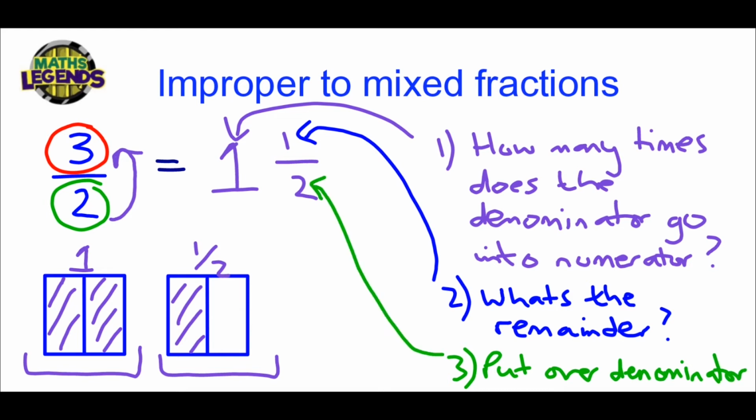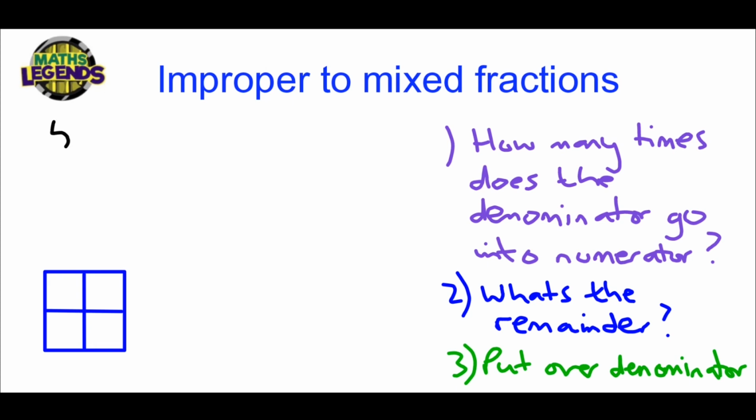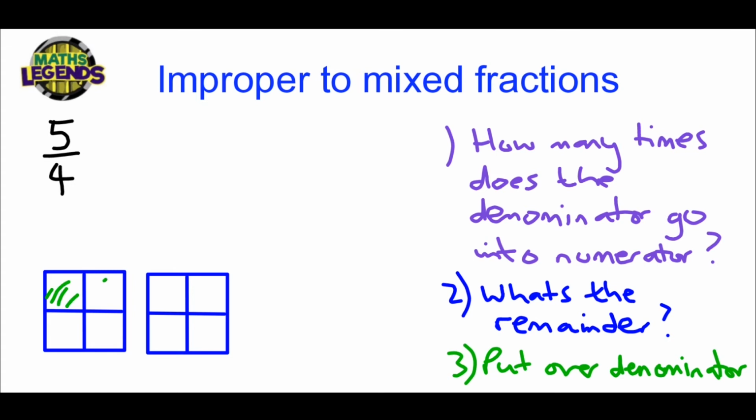So let's look at another example. Let's say we have the fraction 5 over 4. So now we need a box that would have 4 squares because it's dividing by 4. And we will need 2 boxes. So the top number, the numerator, is 5. So we need to color in 5 boxes. So we have 1, 2, 3, 4, and 5. So here we can see we have 1 whole and 1 quarter. So we know the answer is going to be 1 and 1/4.